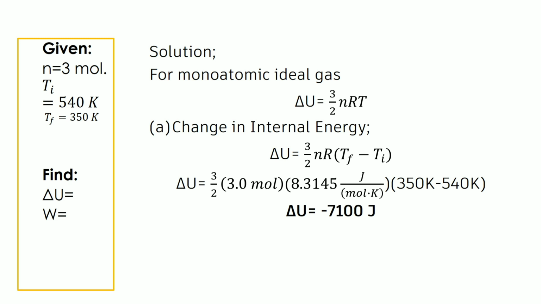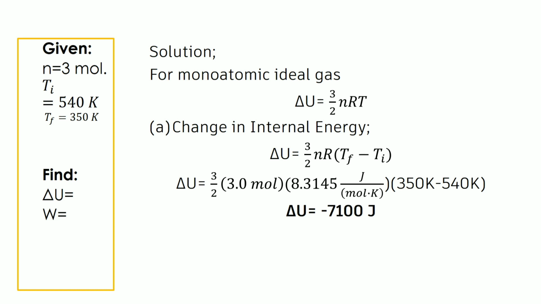Before jumping into the solution, we need to list our givens. So we are given 3 moles of monoatomic ideal gas. We also have the initial temperature and the final temperature. We are tasked to find the change in the internal energy and the work done by the gas.